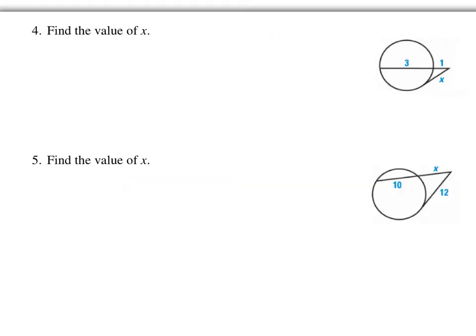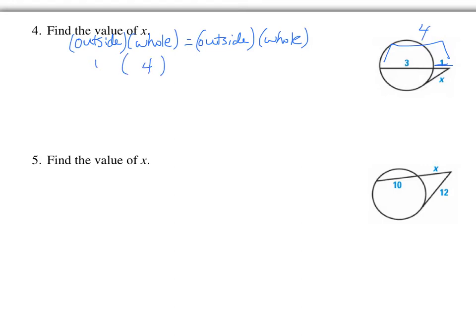On these 2 questions, we still have a piece that's outside. So remember, we want to do the outside times the whole, and then outside times the whole again. So even though there's a piece that is only outside, it will still work. So on the top piece, the outside piece is my 1. The whole thing is 4. So I have 1 times 4.